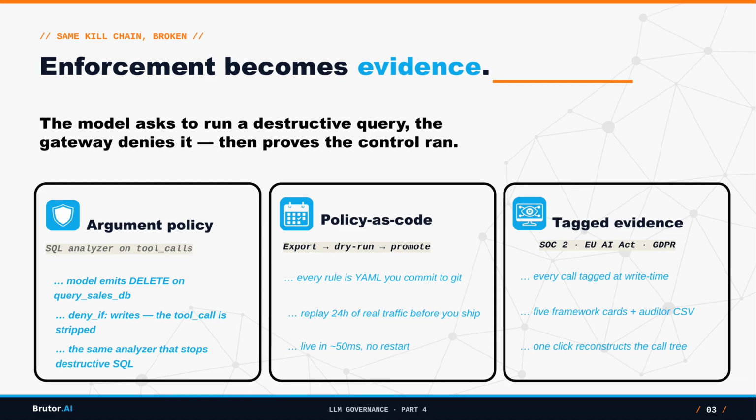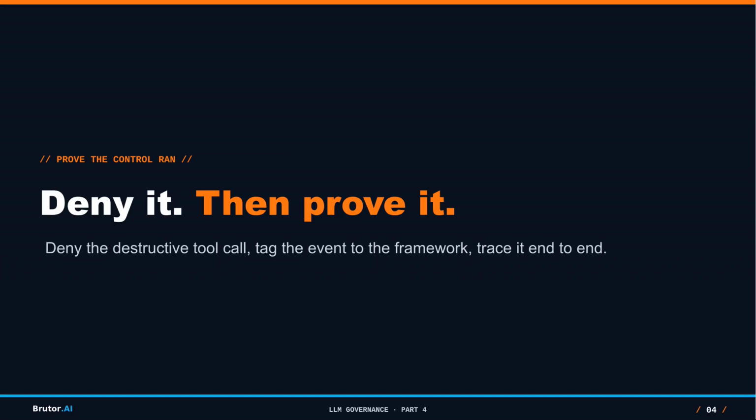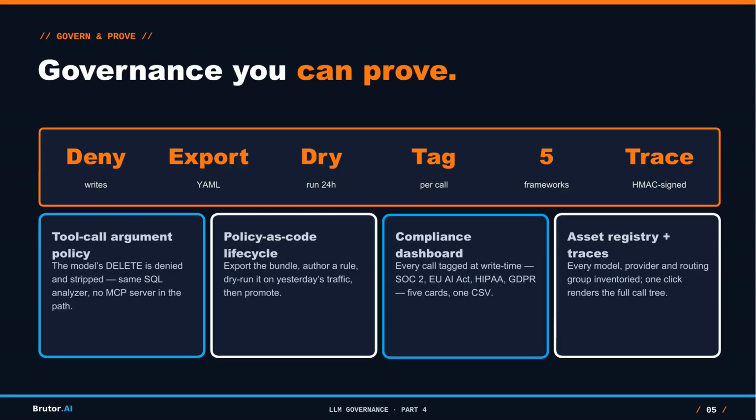And every rule is policy as code. YAML you export, commit to Git, dry run against a diff, and promote. Deny it. Then prove it. Deny the destructive tool call, tag the event to the framework, and keep the whole thing on the record. Governance you can prove. Start with the lifecycle across the top.